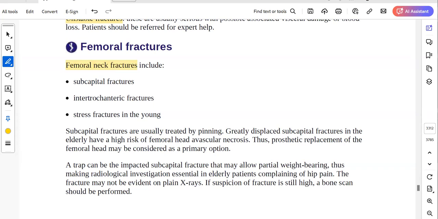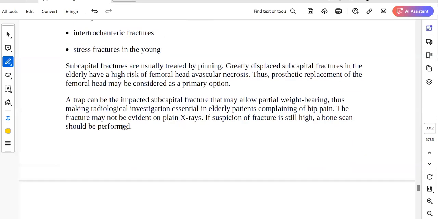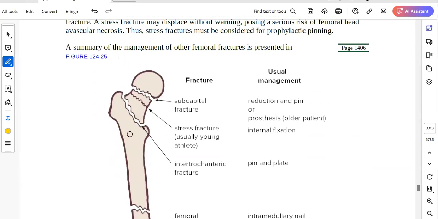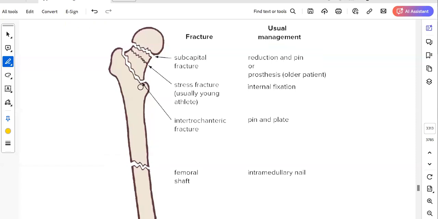External pelvic wrapping is mainly done in the unstable ones, not the stable ones, especially if the patient has circulatory collapse. Femoral neck fracture has these three subtypes. One is subcapital, then intertrochanteric, and stress fracture. So if you look over here, that's the fracture of the femur.